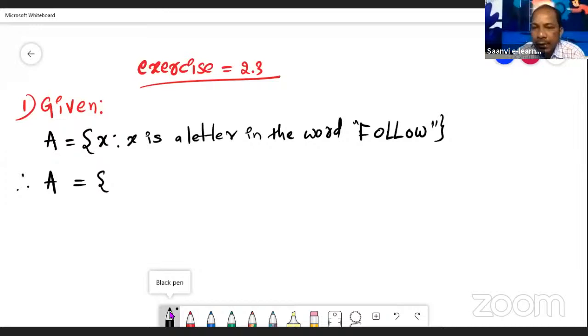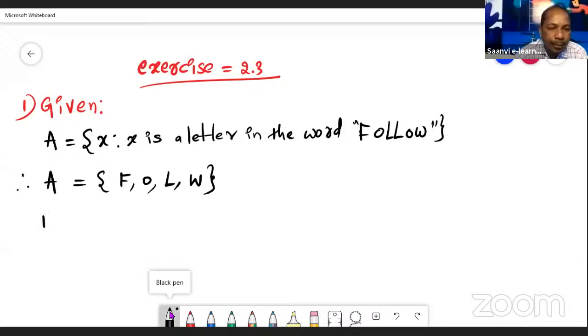So what elements do we get here? Element F, O, L. See here, L is repeated 2 times, but we should not write it 2 times, only 1 time. Okay. And L after O. O also is repeated 2 times, but we should not write it again. And W. So this is the roster form of the given set.